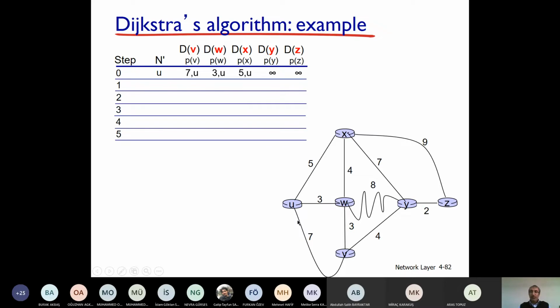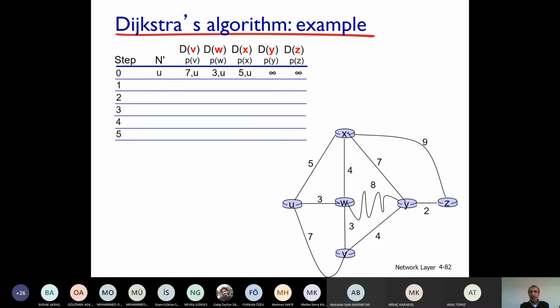These are the direct neighbors of the node U, as you see. We have 3 direct neighbors. That's why the predecessor node is U. But for Y and Z, since we don't have a direct connection, they are not direct neighbors. So that's why we assign infinity to Y and infinity to Z, because if they are not direct neighbors, we assign a link cost of infinity. That was the initial step.